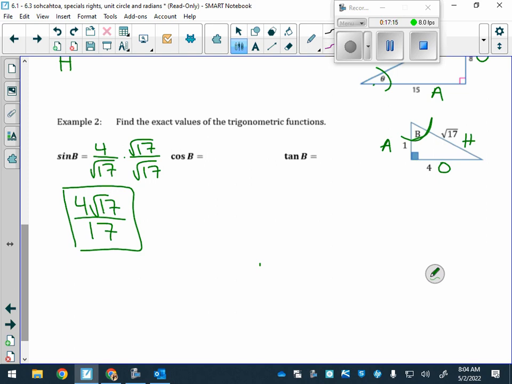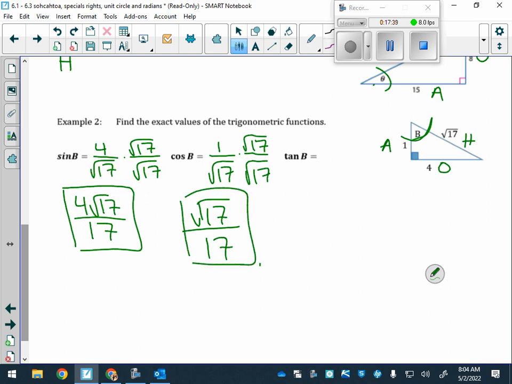All right. What would the cosine of B look like? Tyler. Excellent. It was first 1 over root 17. We have to multiply top and bottom by root 17. Nice job. And then the tangent of B. What would the tangent of B look like? Yeah, Rory. 4 over 1, which is just 4. Excellent. Good job, you guys.